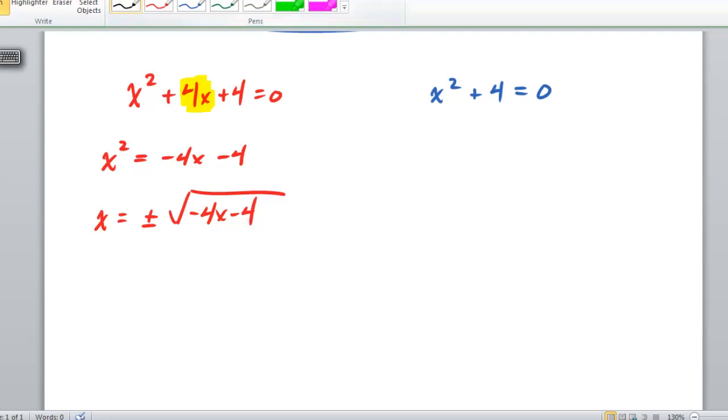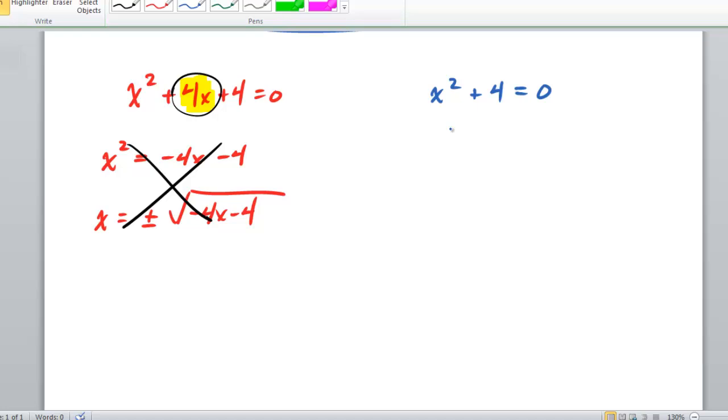So you can see that this method of having a bx value is not going to allow us to use square roots. Now, hopefully you recognize that x squared plus 4x plus 4 is a perfect square trinomial, and we could solve that by factoring. Now let's take a look at another scenario.